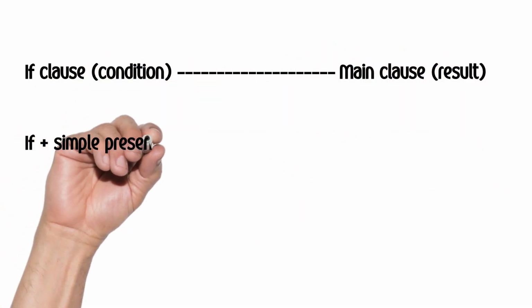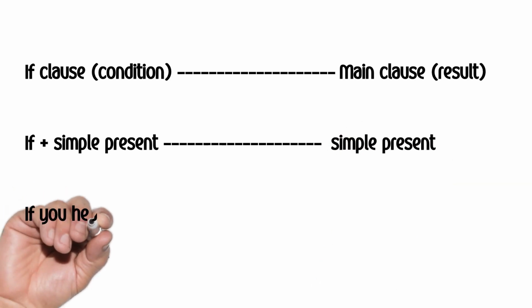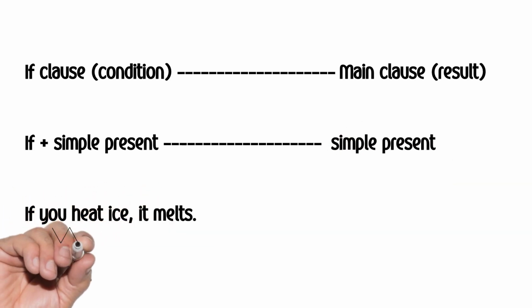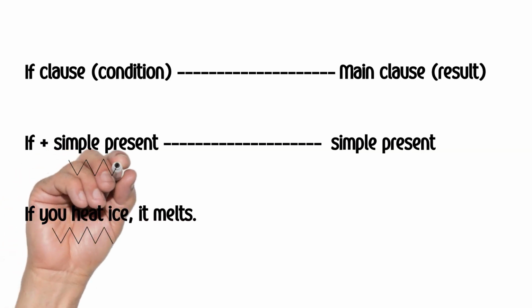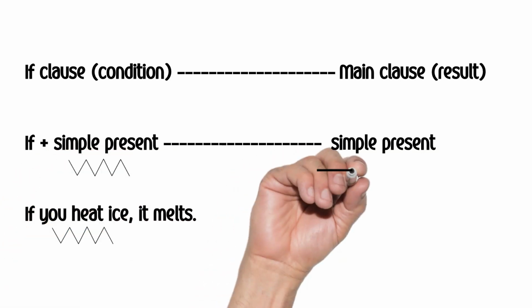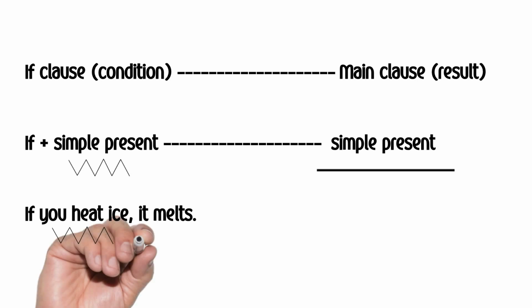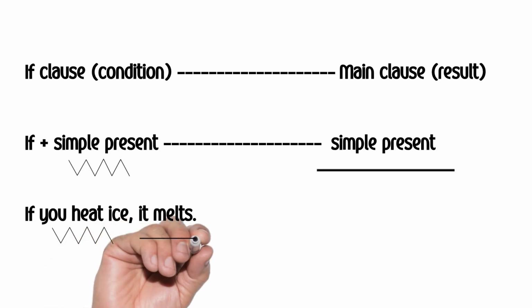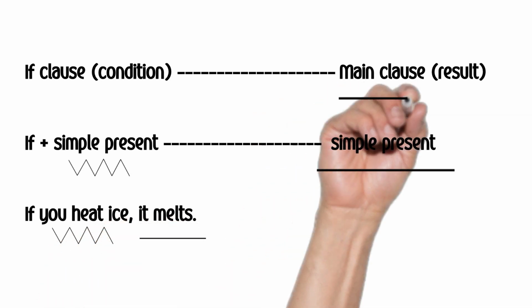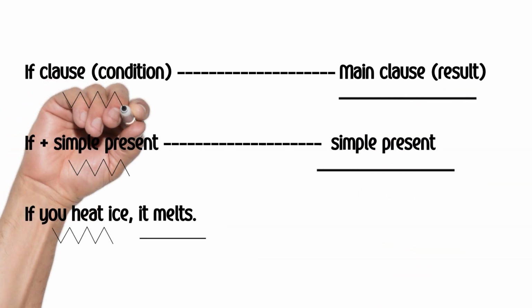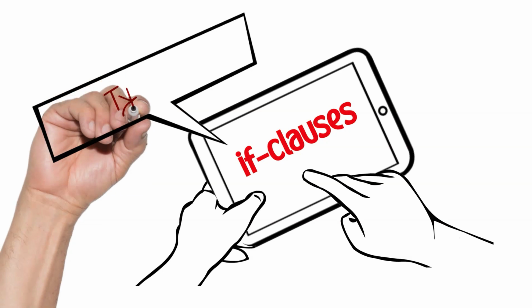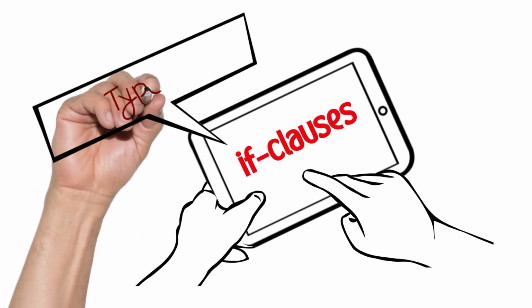As you have noticed, we have two parts: if clause and main clause. In both of them, we have simple present tense. If plus simple present, and then as main clause, simple present tense. It is the simplest way to talk about if clauses. Let's talk about type 1.